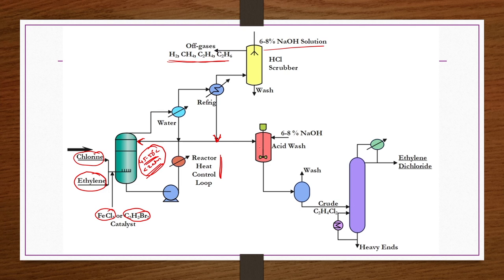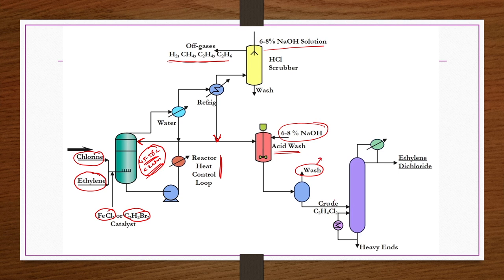Whereas the liquid portion of the product is also washed, so as to remove any traces of HCl present along with the product. For that purpose also, you are using 6 to 8% NaOH. Now here also, after removing the acid, you do some kind of compression to remove the acid wash completely as much as possible.